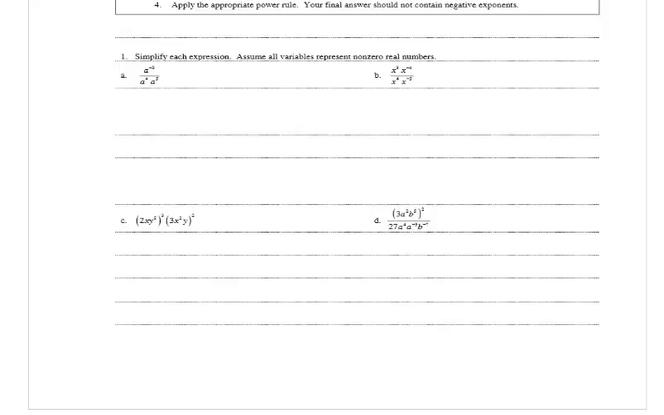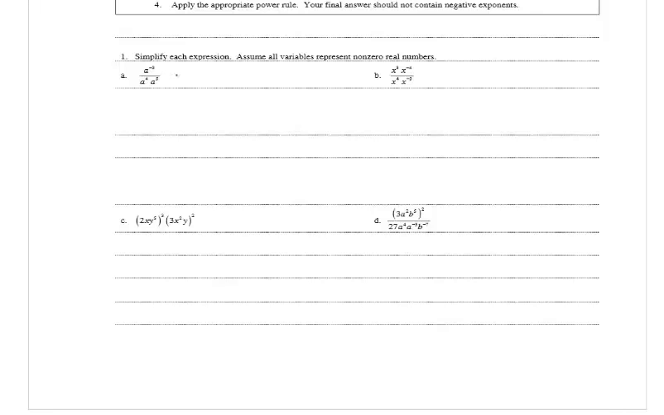So now let's take a look at all the examples. Number 1, simplify each expression. Assume all variables represent non-zero real numbers. In A, I have a to the negative third divided by a to the fourth times a to the fifth. So the first thing I want to do is rewrite this without any exponents being negative.